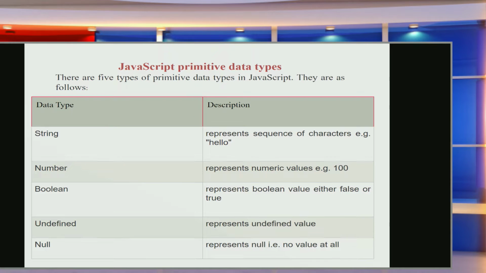So these are all the list of primitive type of data available in JavaScript, that is string, number, boolean, undefined and null. Now we can display the type of variable on console with the help of typeof function. I will explain that practically. So these are all the data types available in JavaScript.